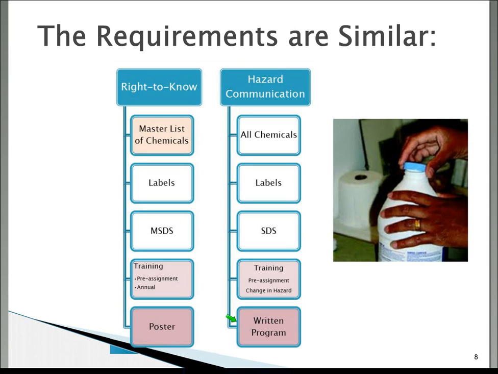So today, down here in the download box, if you print out our sample written program, there are some fill-in-the-blank sections, and if you fill in those blanks, assign responsible persons, and then sign the bottom, you will have a program that meets that written program piece. And then you'll also have to assign folks that will make sure that these other components get completed.